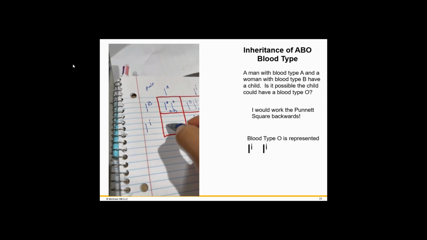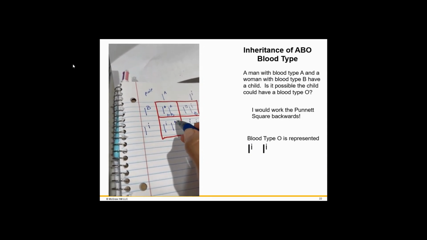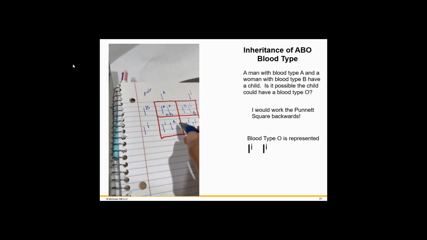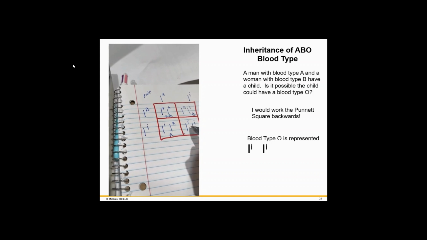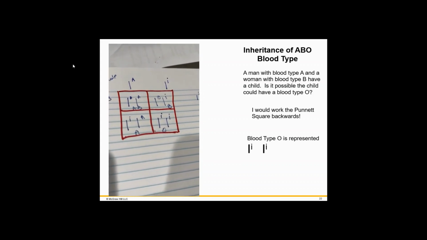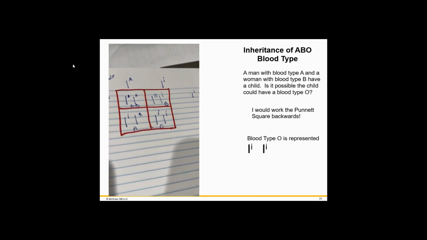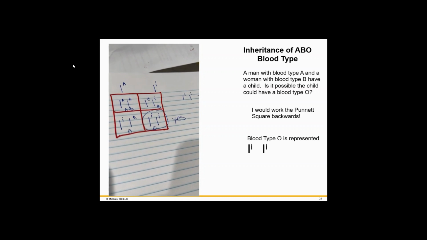Then if we come across and we come down, and technically you should always write this on this side of that one. So this would be blood type A, and then if we came across, this would be blood type O. So is it possible that a man with blood type A and a woman with blood type B can have a type O child? Yes, it is possible.